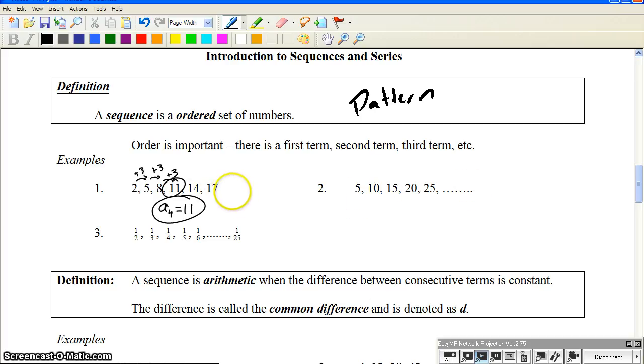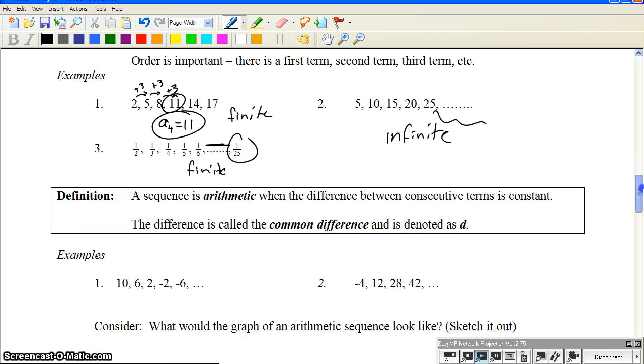This one, number 1, is actually a finite sequence, whereas number 2 is infinite, because the dot, dot, dot are at the end. Number 3, infinite or finite? Finite, because it stops at the end. Even though there's a dot, dot, dot in between, that doesn't necessarily mean that it goes on forever. That just means it didn't feel like writing all the stuff in between. Okay, if the dots are in the middle. If they're at the end, that references whether it's infinite. That shouldn't be too crazy for you.